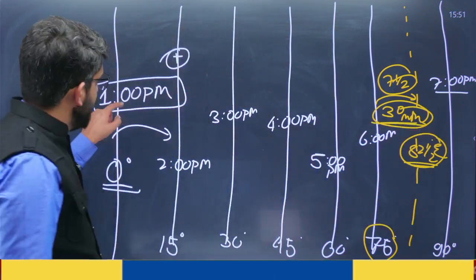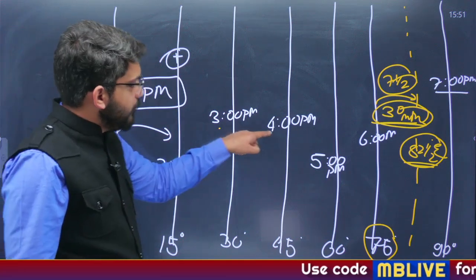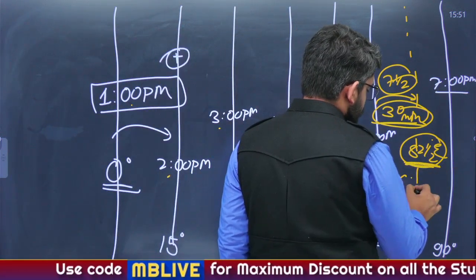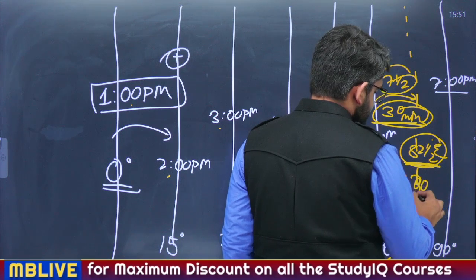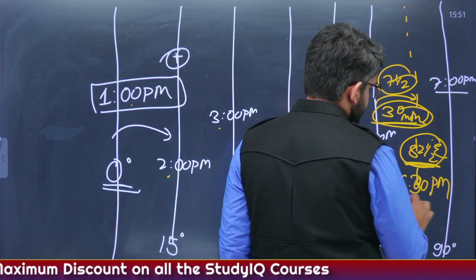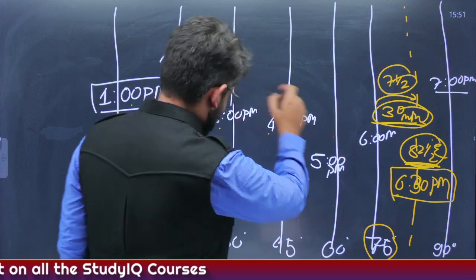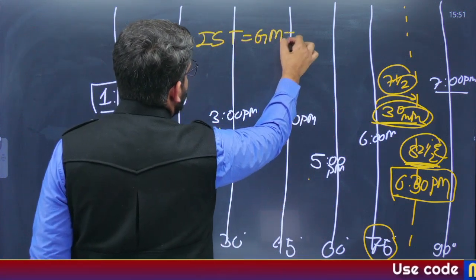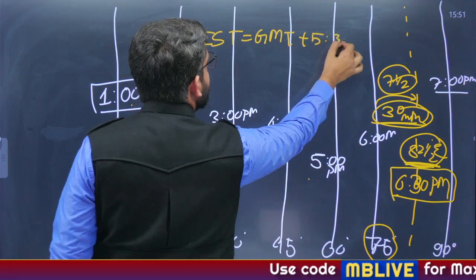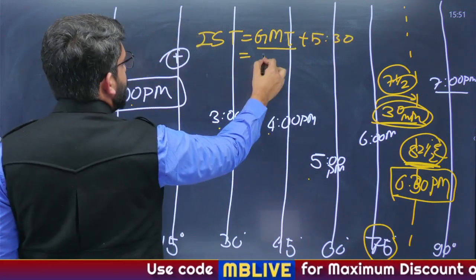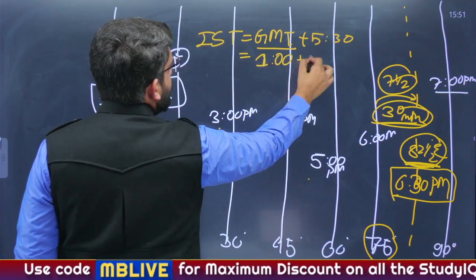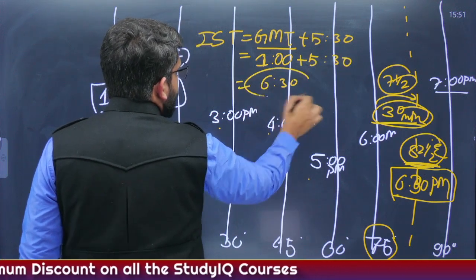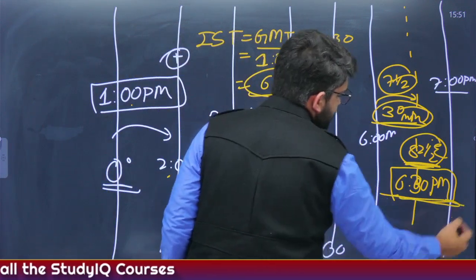You can say at 1, 2, 3, 4, 5, 6 at India, that is 82 and a half, you will have a time of 6:30 p.m. Now take that formula, that is IST is equal to GMT plus 5:30. At GMT we have 1, you have to add 5:30, that means 6:30, and here also 6:30.